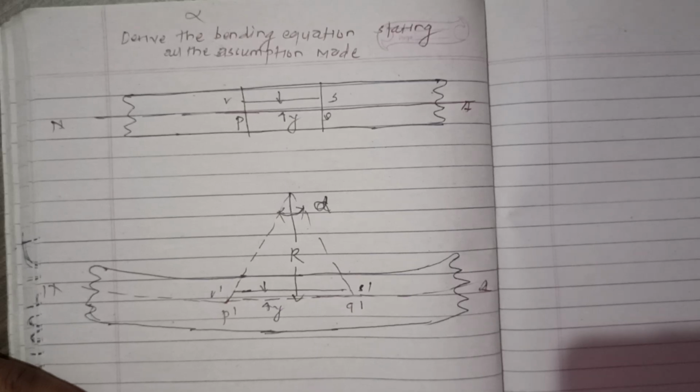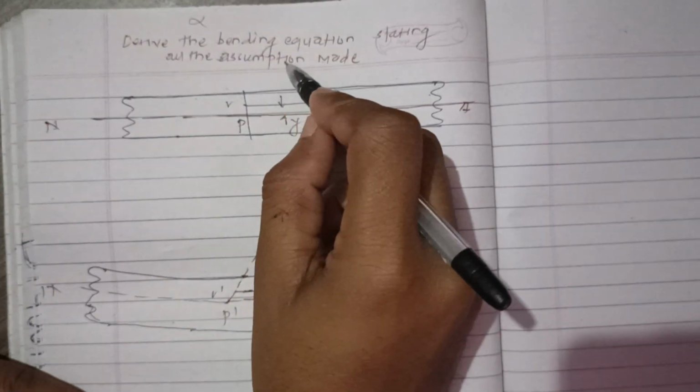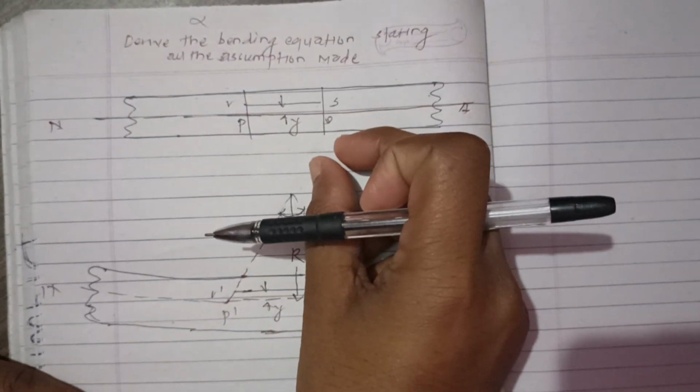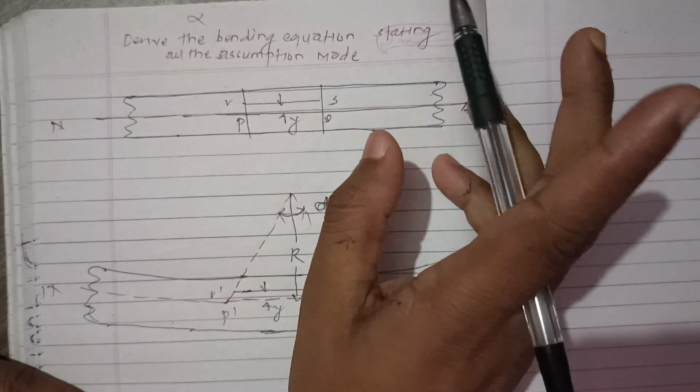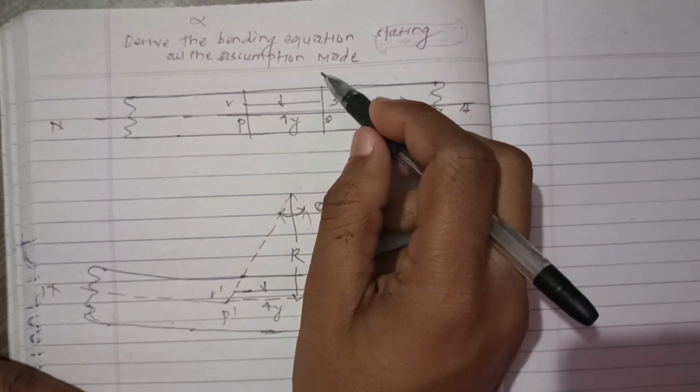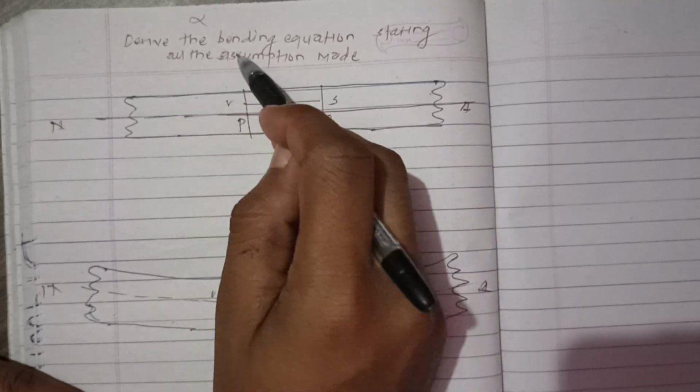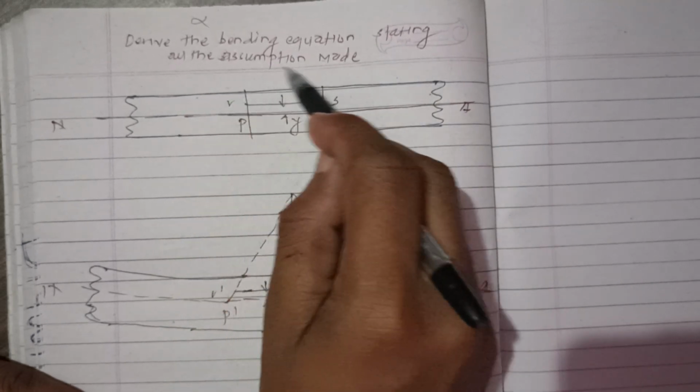Hi everyone, today we are going to derive the bending equation of a beam or beam-like structure. The question is generally asked as: derive the bending equation, stating all the assumptions made.